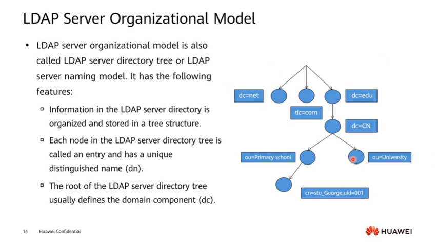Each node in this tree, no matter on which hierarchy, is called an entry and has a unique distinguished name. And on the top hierarchy, the tree has a root node, which is very much like the root directory for a file system. And in general cases, the root node usually defines the domain component. For example, the countries or even continents.